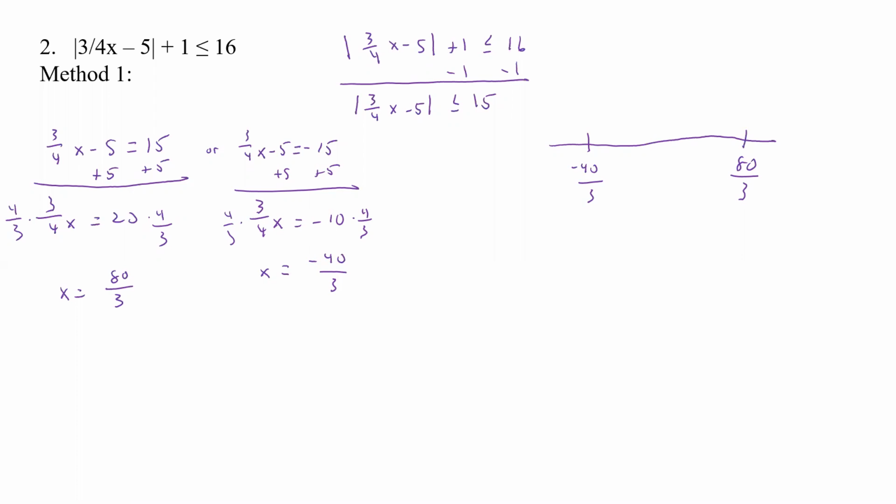Now, what kind of numbers do I want to use here? Probably first off, you should divide 40 by 3 to kind of give you an idea where that is. So that's going to be negative 13 1/3. And this is going to be 80 divided by 3. That's going to be 26 2/3, I think.